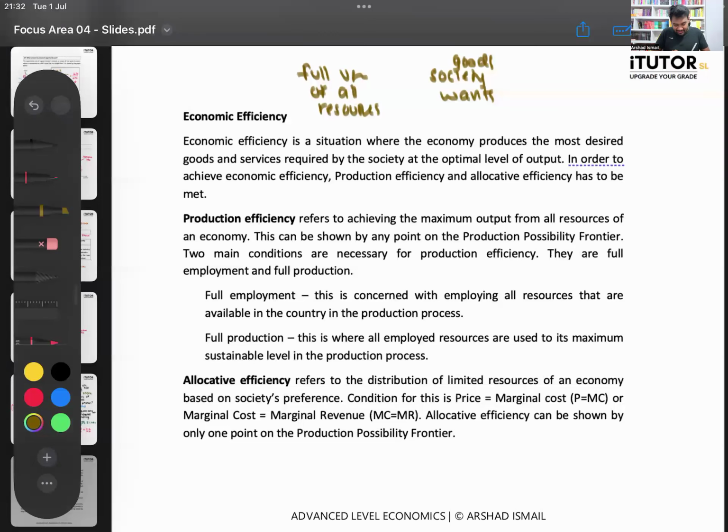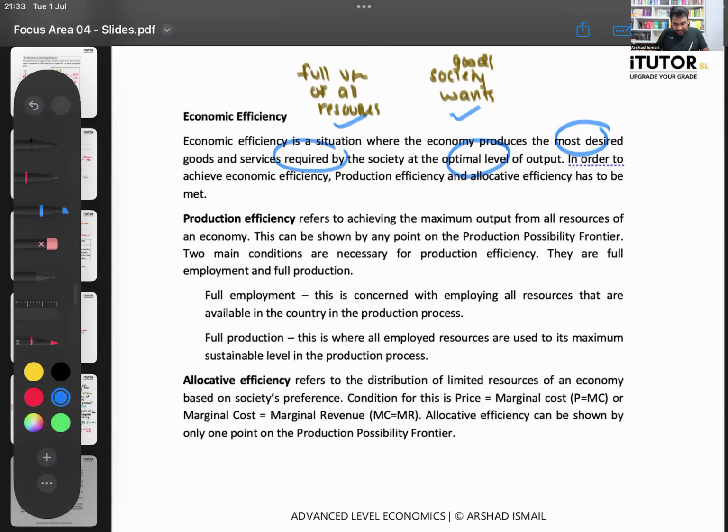So economic efficiency, formally defined, is a situation where the economy produces the most desired goods and services required by the society. That is the second point I said. At the optimal level. Optimal level means you use all your resources fully, no wastage, no unemployment, nothing. If you have both of these, you say there is economic efficiency: you're using all your resources properly, fully, and producing what the society wants. It's always better to give a description.